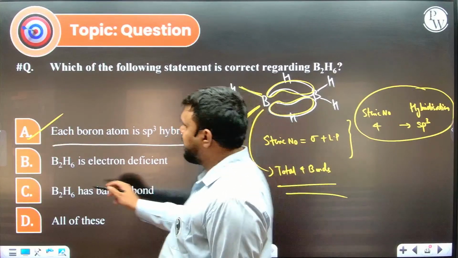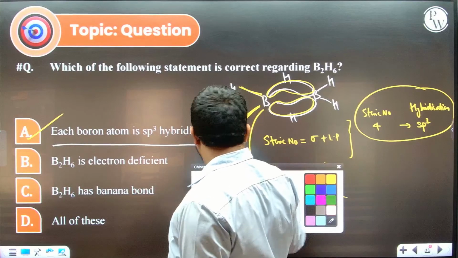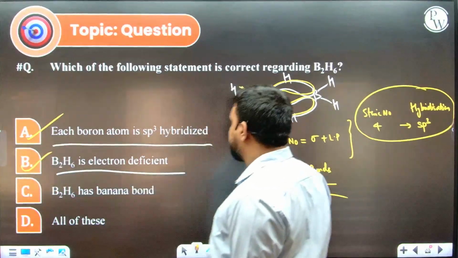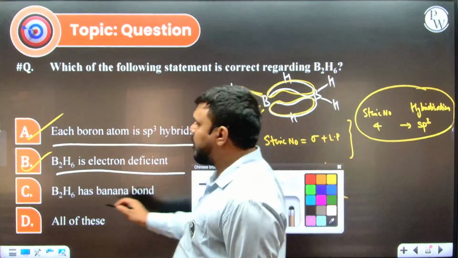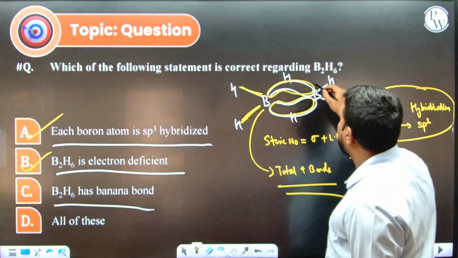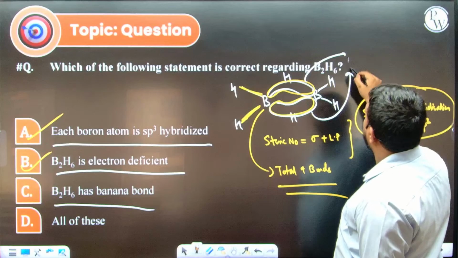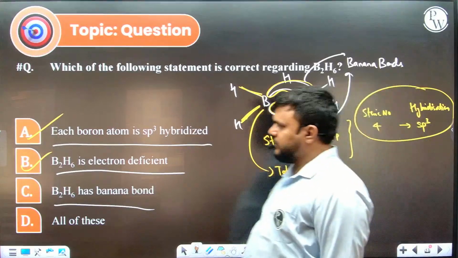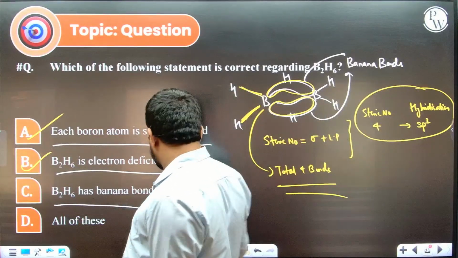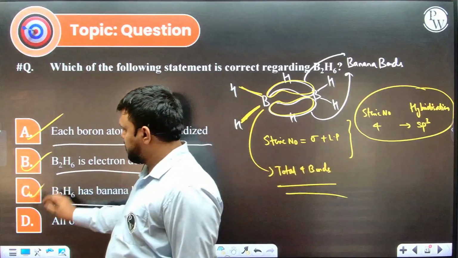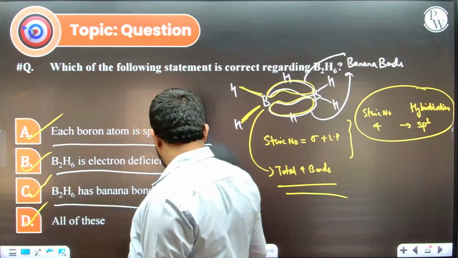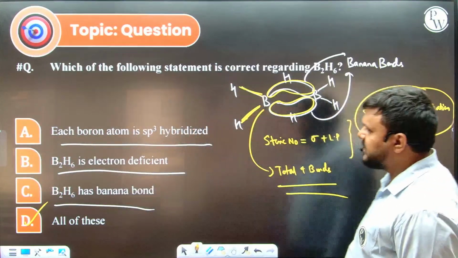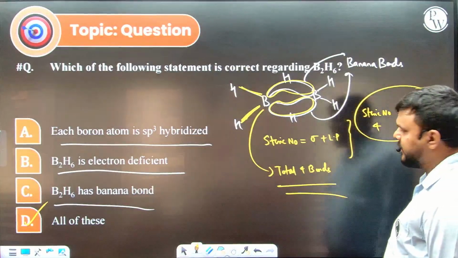B2H6 is electron deficient. Yes, this is also a correct statement. Next, B2H6 has a banana bond. We already saw these banana bonds. There are 2 banana bonds you can see over here. And at the last we have all of these. So the correct answer is all of these. You can directly say all the statements are correct.